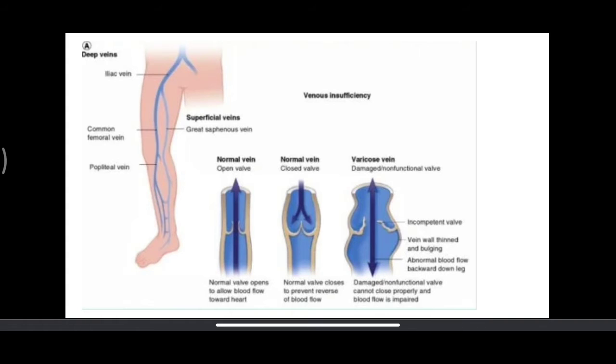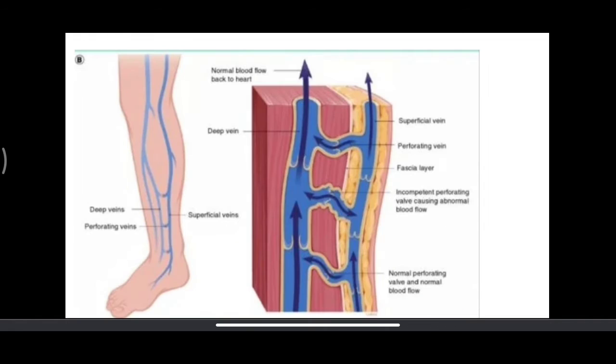Veins have one-way valves that keep blood flowing towards your heart. If these valves are weakened and damaged, blood can back up and pool in your veins. This is a diagram showing the connection between superficial veins and deep veins.